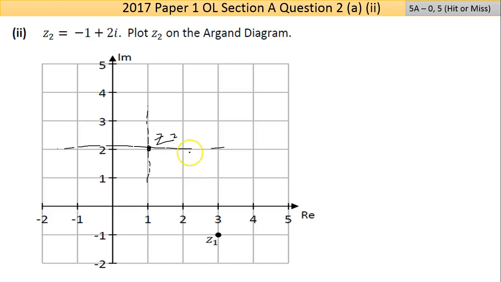Now in the answer here, I was doing it wrong. No marks for me, so apologies. Of course, that was meant to point out the fact that it's so easy to make a mistake, especially on a hit or miss question. It's -1 on the real axis and 2i on the imaginary axis, so -1 plus 2i is actually up here.